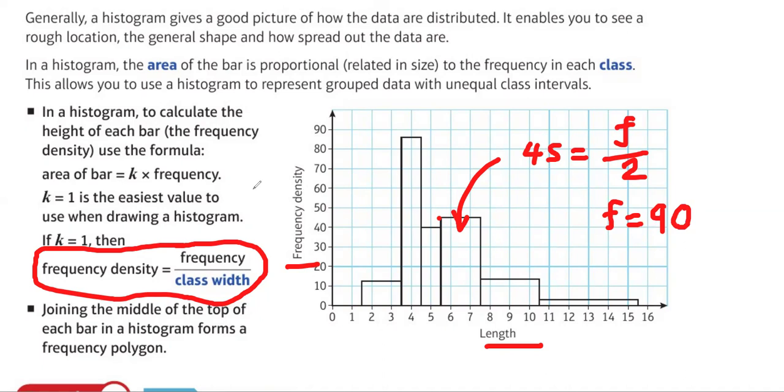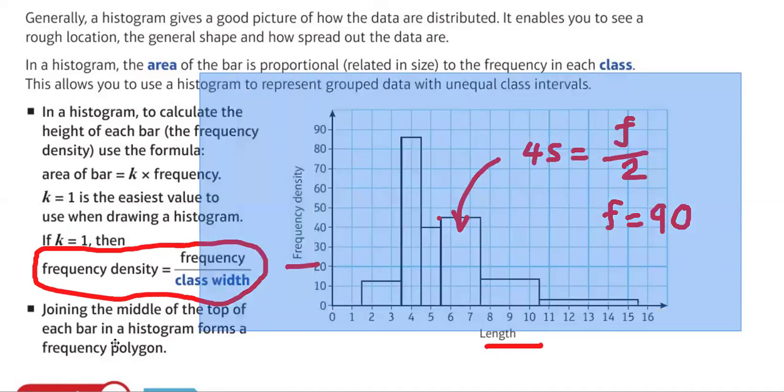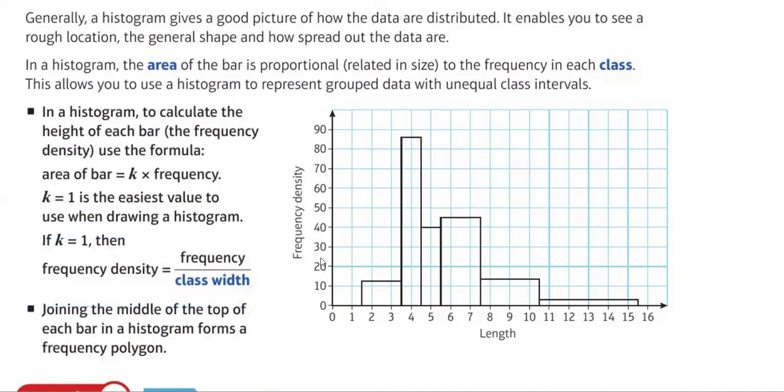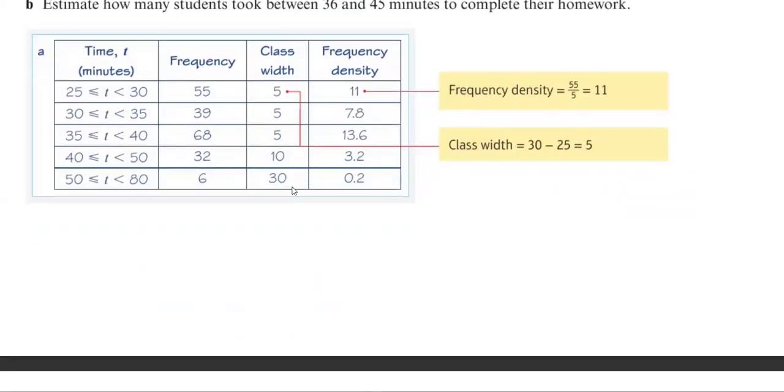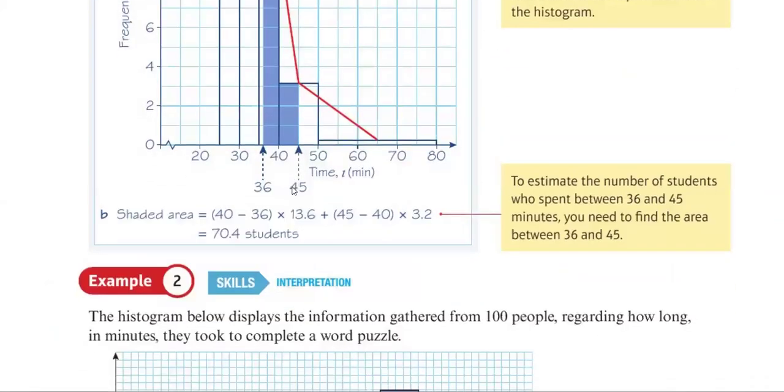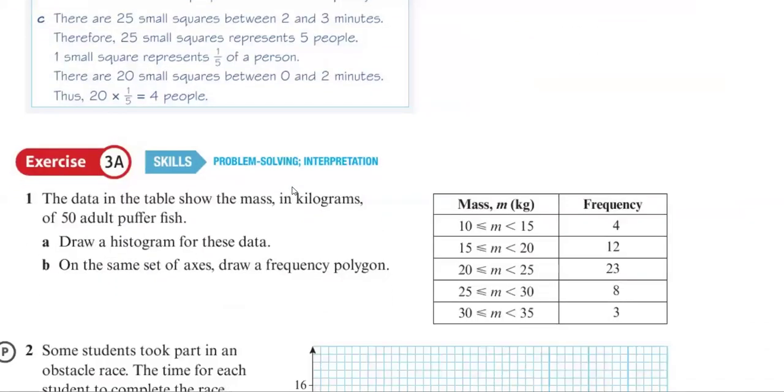You have to know about this type of questions, how to find answers for that. It is very easy, no? It's not a hard part. You have to remember these things, especially frequency density equals frequency over class width. This is the main thing you have to remember for histograms. Next one.